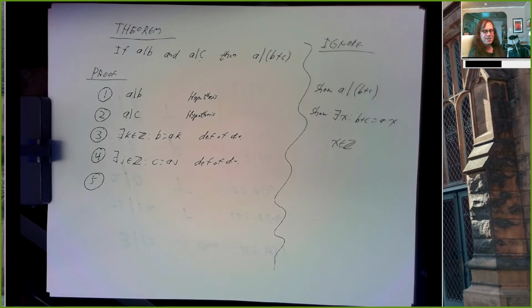So we could define x as any integer. And then what? So I could say let x be an element of z.